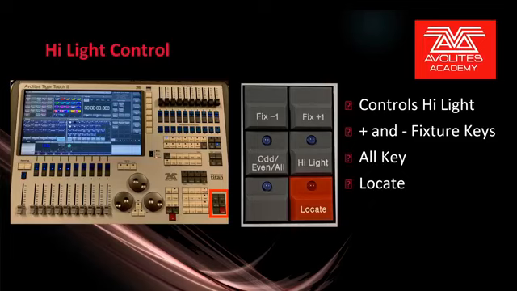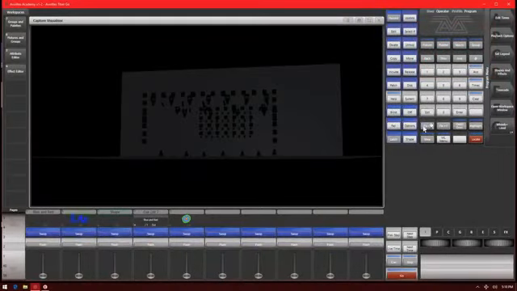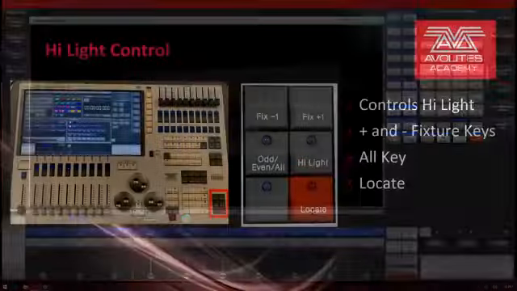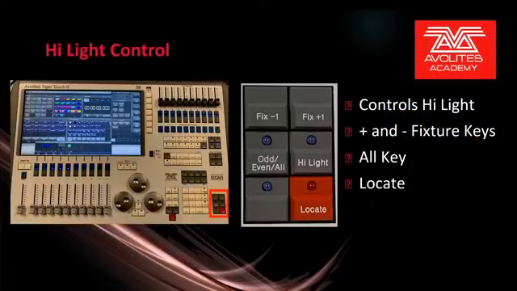Next we have the highlight control section. It controls the highlight function. You find the fixture plus and minus keys here. The all key and the locate key are all in this area. The all key is another one where some consoles label it odd even, some label it all, some label it odd even all, like the Tiger Touch 2 in this picture. But if we go to our T1 interface, we'll see that it's labeled odd even. And we also have the mystery button that doesn't do anything currently. Maybe someday it will.